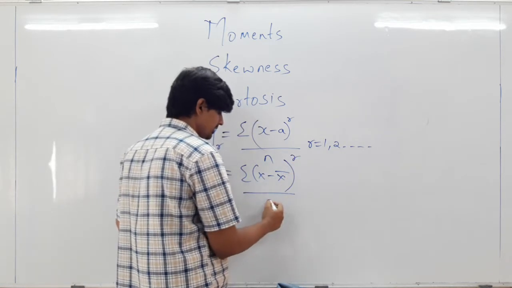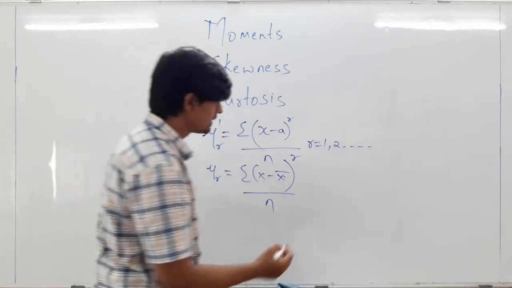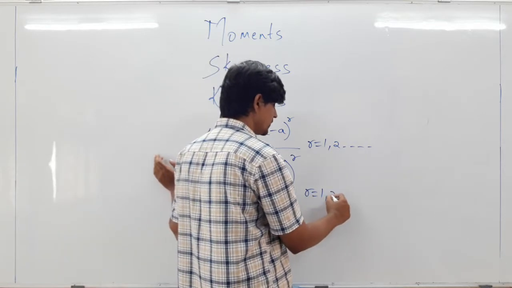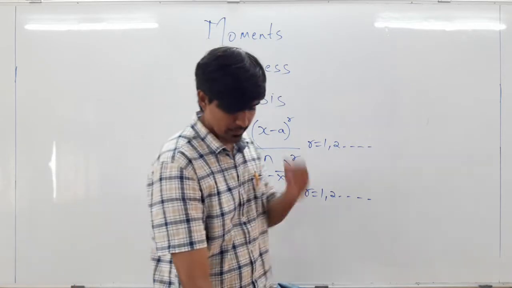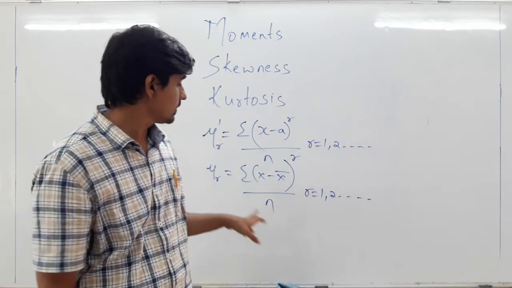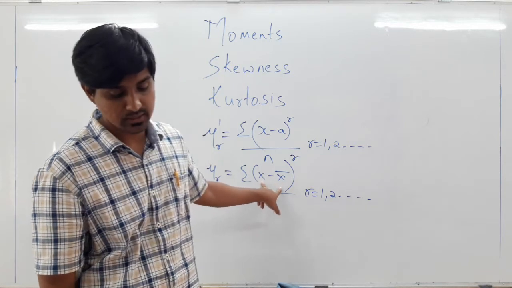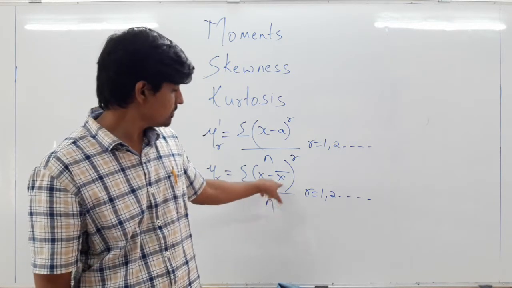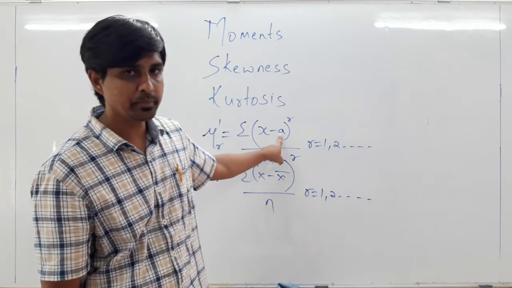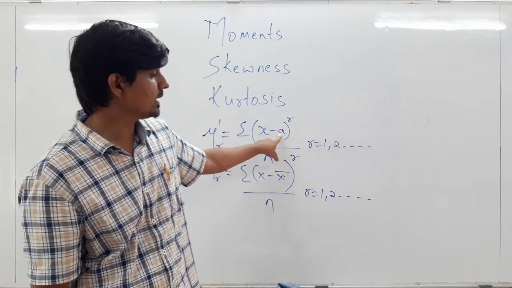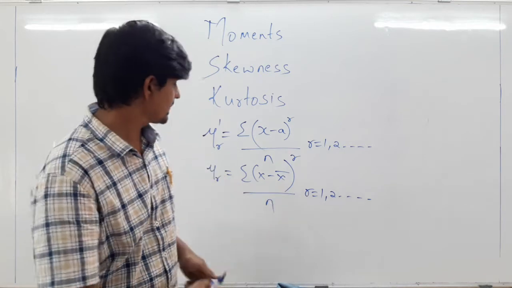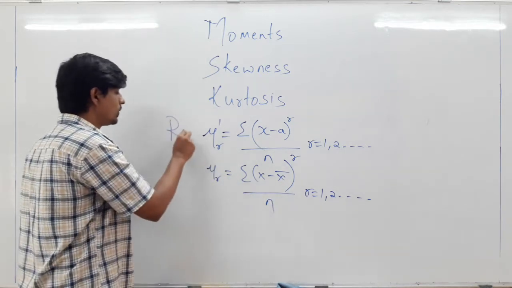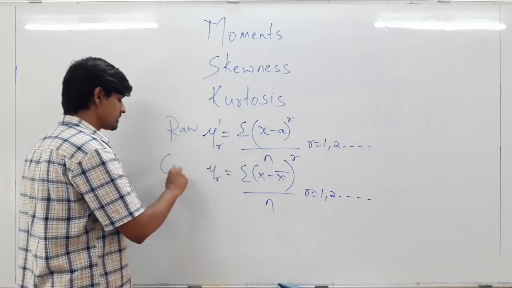raised to r divided by n, where r is equal to 1, 2 and so on. So now this is the central moment. Central moment is the moment about the mean. Here in raw moments we have an arbitrary point; here in central moments we have the mean. So that is the difference between raw moments and central moments.